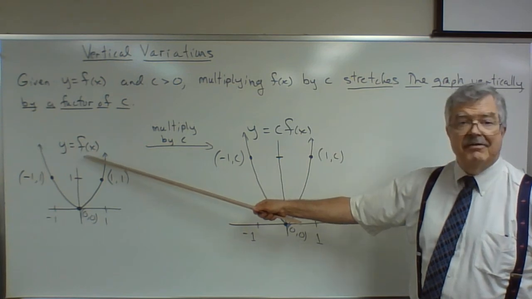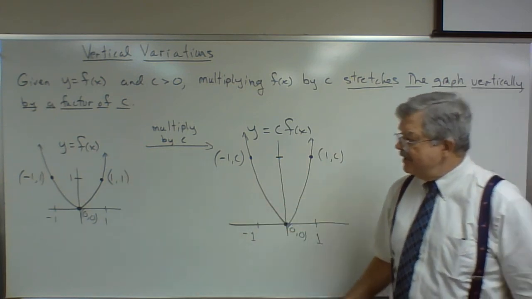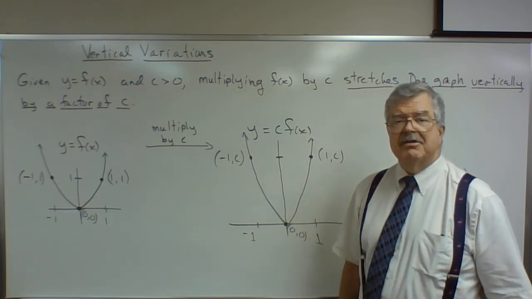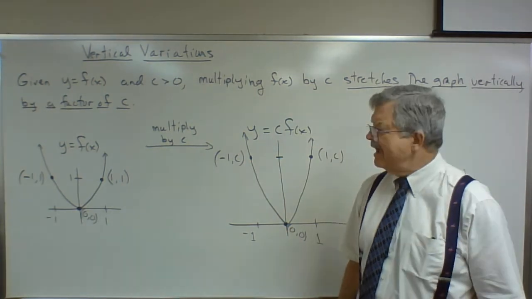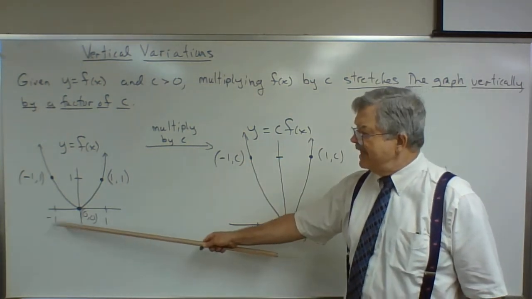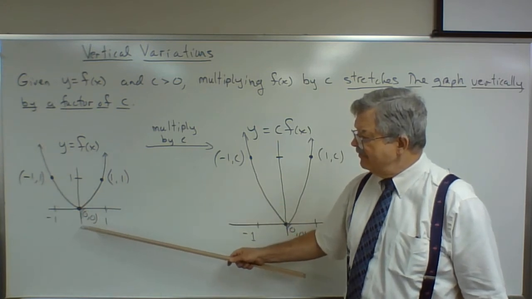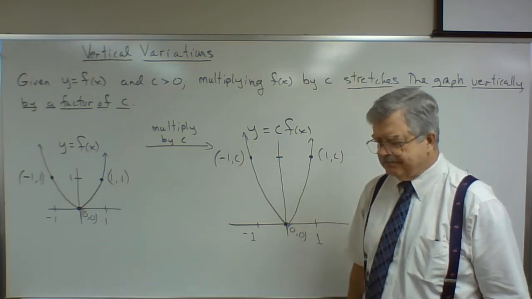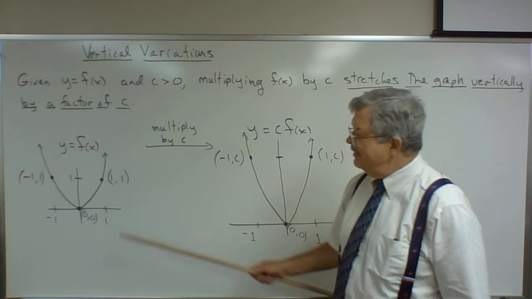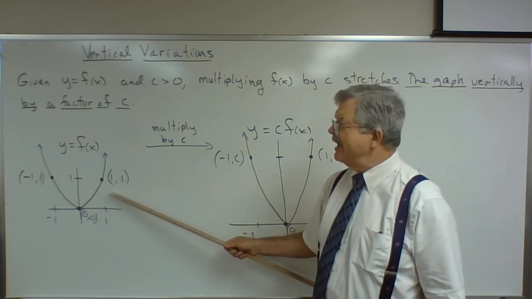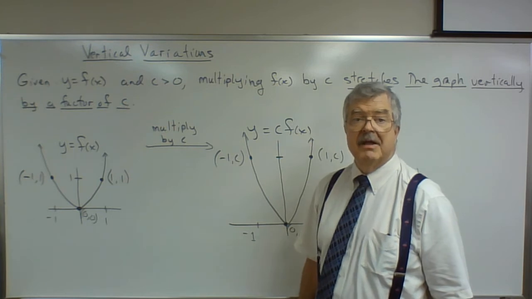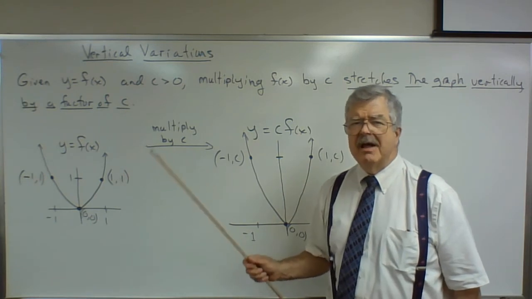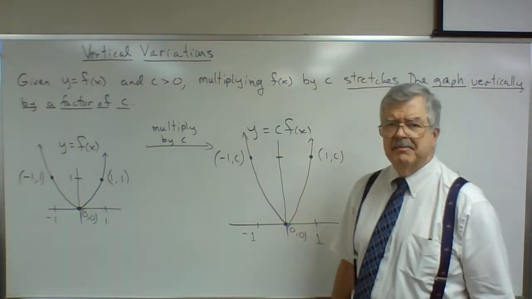Let's look at a familiar graph. We'll let this be our f of x. And notice that we use our x values -1, 0, and +1 to create a skeleton to hang this graph on. When x is -1, y is 1. When x is 0, y is 0. When x is 1, y is 1. And we look at this and we say, oh, I know what this is. This is the graph of f of x equals x squared. And you're probably right.